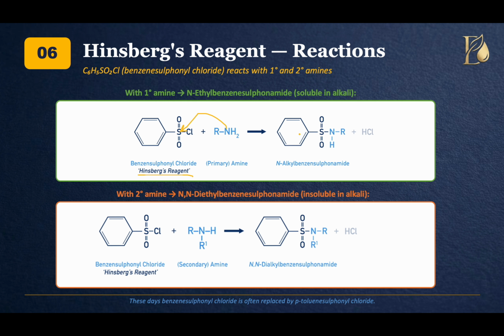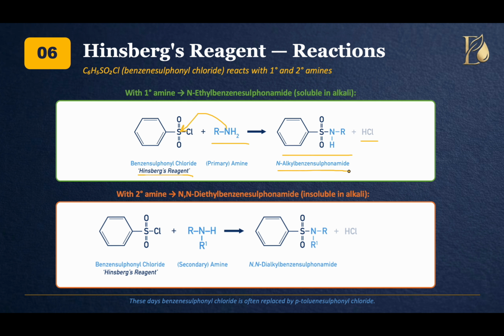So what is a primary amine? RNH2. To the nitrogen atom, an alkyl group and two hydrogen atoms are attached. When a primary amine reacts with the Hinsberg reagent, it forms N-alkyl benzene sulfonamide. The alkyl group and one hydrogen atom on the nitrogen are preserved, and one hydrogen atom is replaced by the benzene sulfonyl group. So the major product of this Hinsberg reaction for primary amines is N-alkyl benzene sulfonamide.